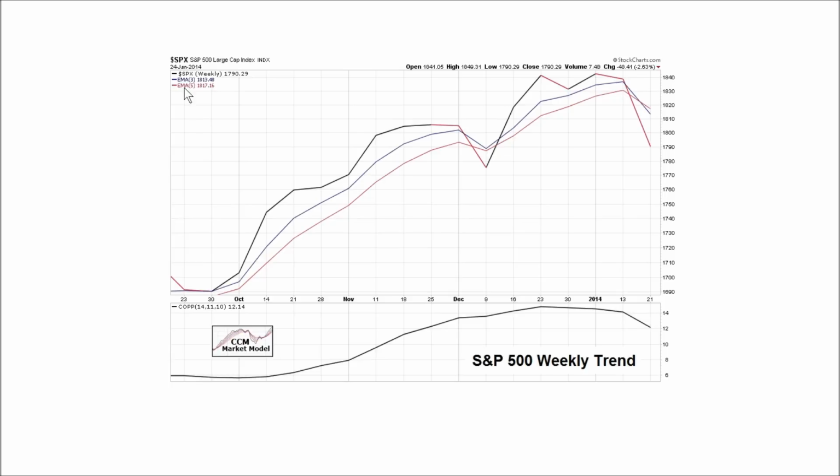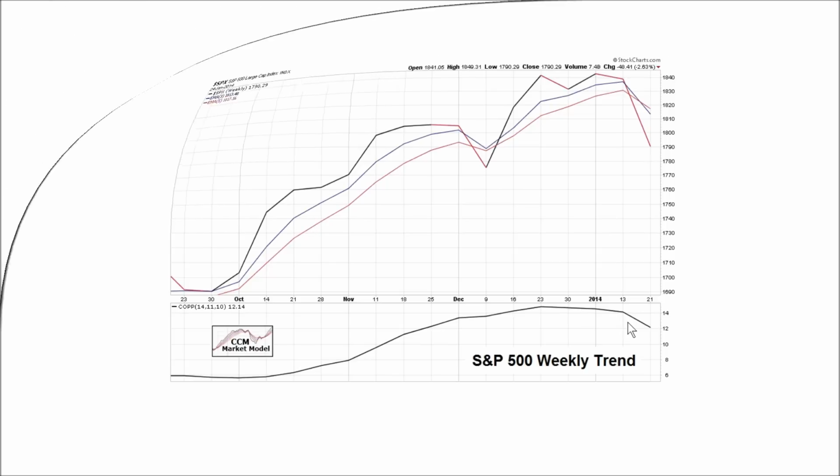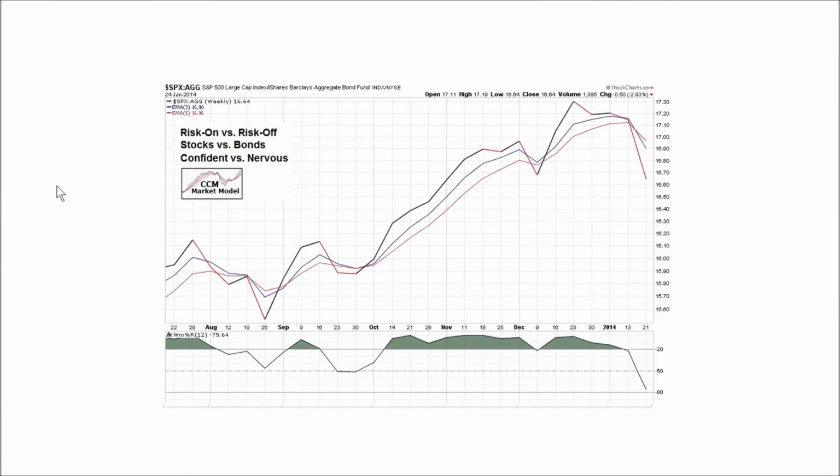The model also tracks several indicators on every chart. One example here would be the Coppock curve. The question it asks: is the slope of the Coppock curve positive? The answer here was yes. Now the answer is no. The market model uses, tracks, and asks questions about numerous risk-on versus risk-off ratios.